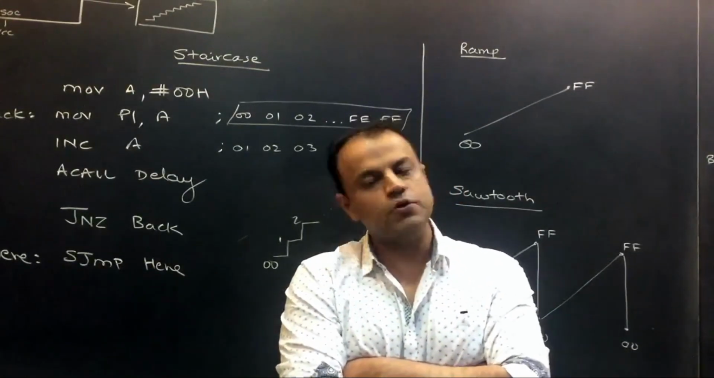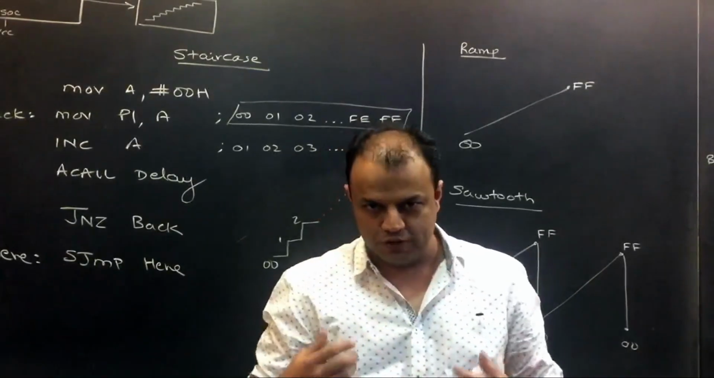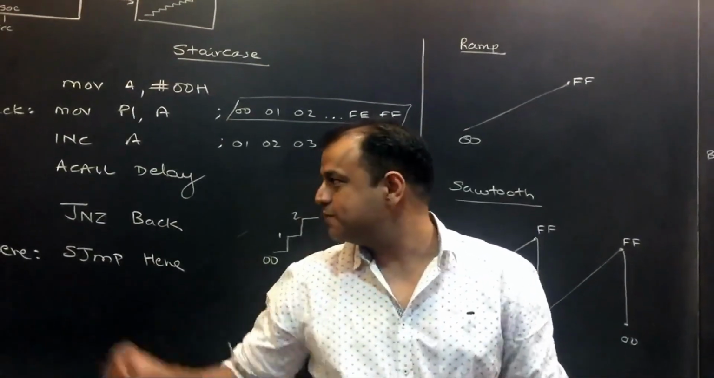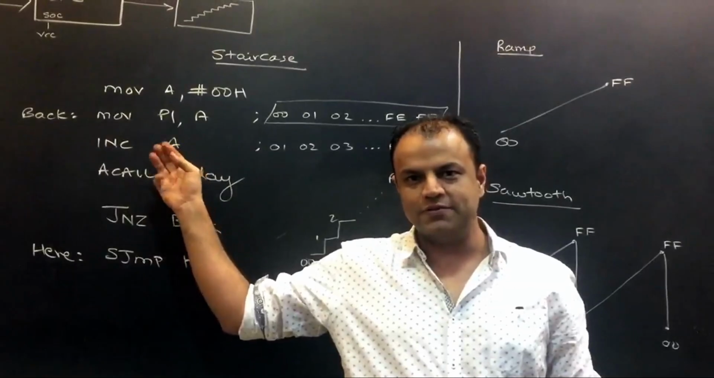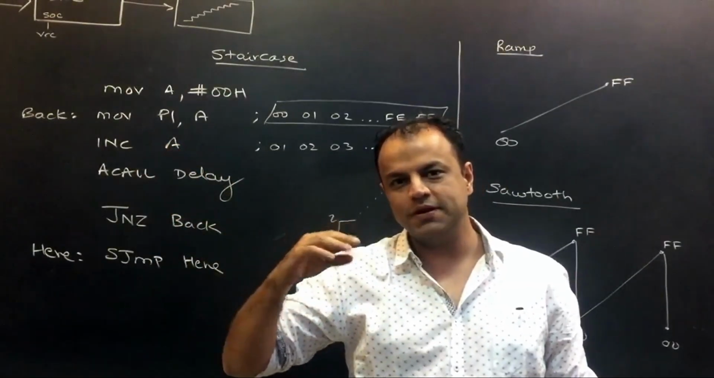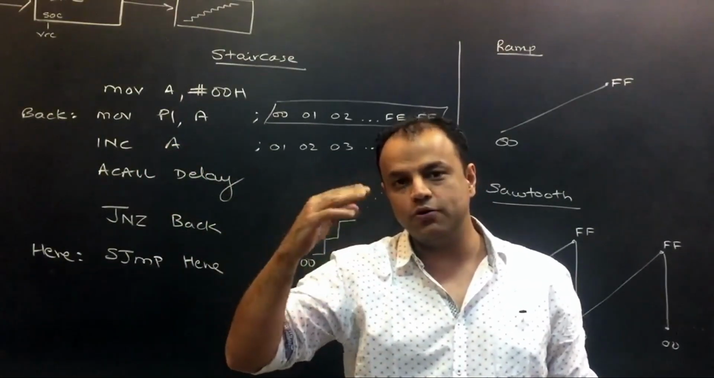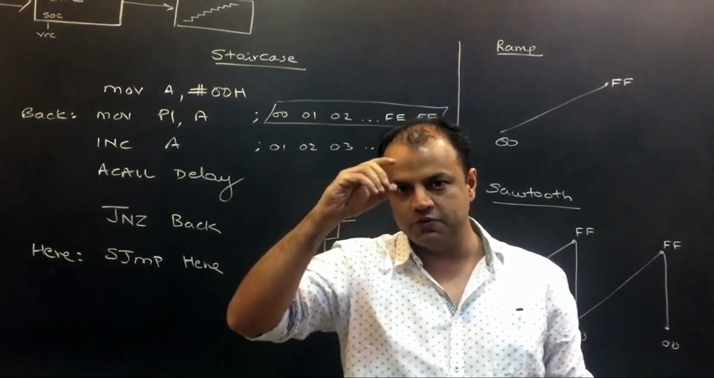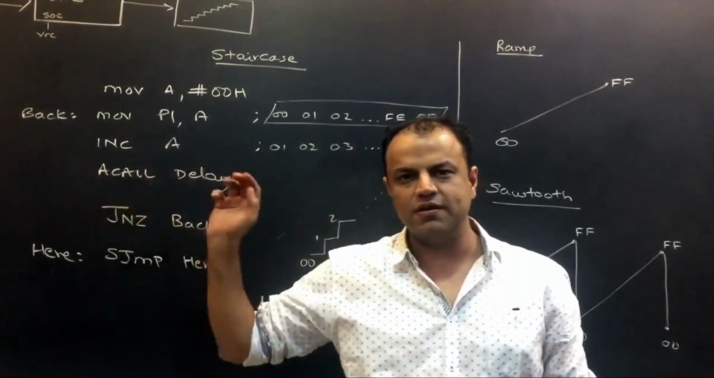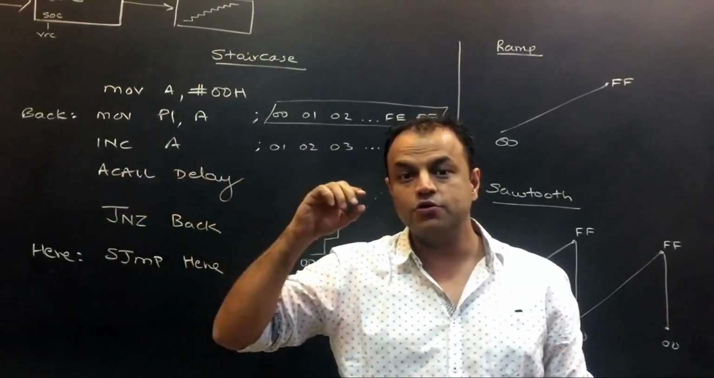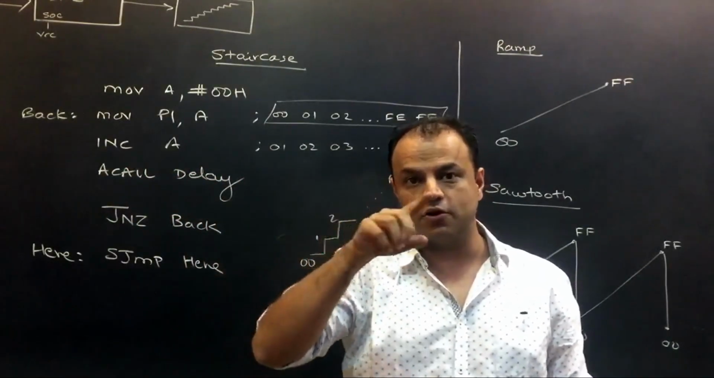Also, you can play with this program. If you do this in practicals, you can play with this a lot. Instead of writing increment A once, write it twice. What will happen? Each time A will be incremented by 2 values. So your steps will be taller. Instead of increment, write add A comma hash 0, 5. You're adding a value of 5. The steps will be yet taller.